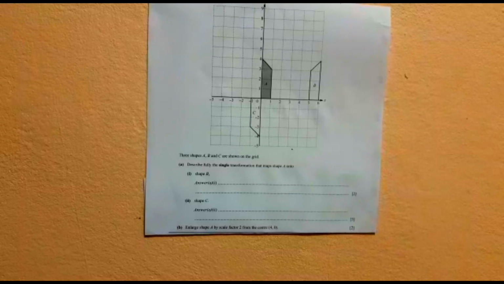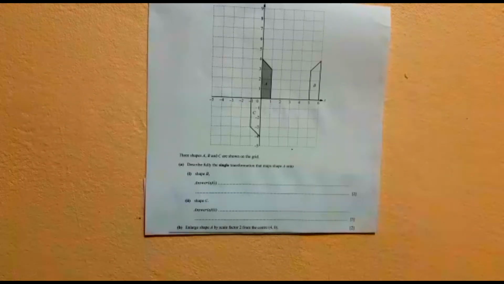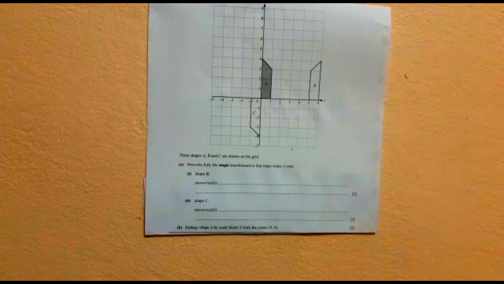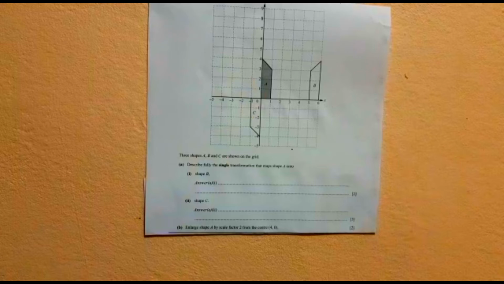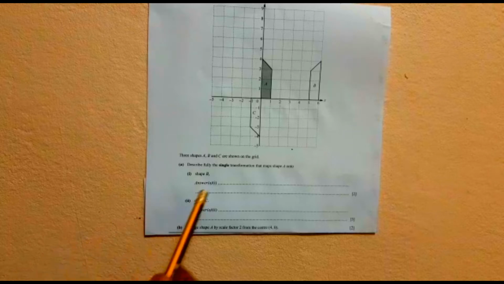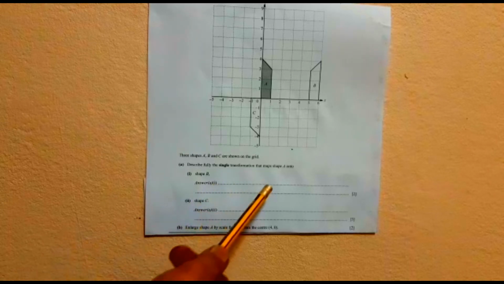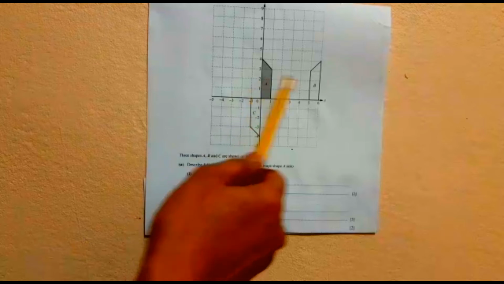Hi students, today's topic is transformation only. We have to describe fully the single transformation that maps the highlighted shape A to B, C. We have to write which type of transformation it is. The first question: describe fully the single transformation that maps shape A onto shape B.